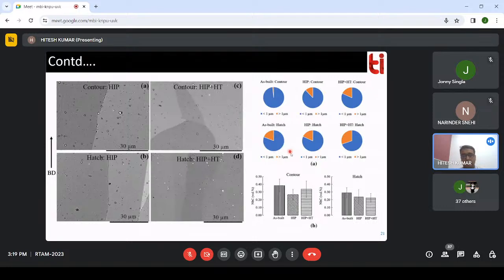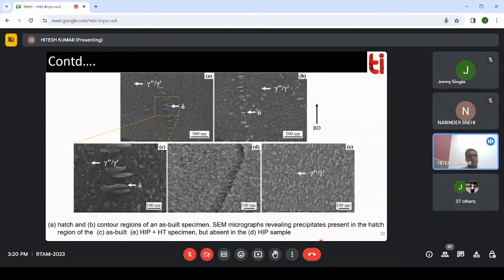We also try to calculate it in the H direction. In the H direction, in the as-built sample, the precipitate fraction is more in comparison to the contour direction. This we observed with the help of scanning electron microscopy, and then again after heat treatment it goes up in comparison to the other samples. This is the volume fraction which is calculated for niobium carbide samples also. So what types of precipitates are there after heat treatment?